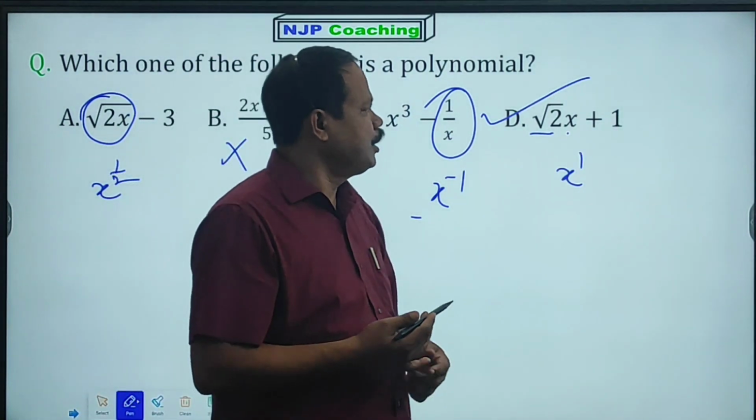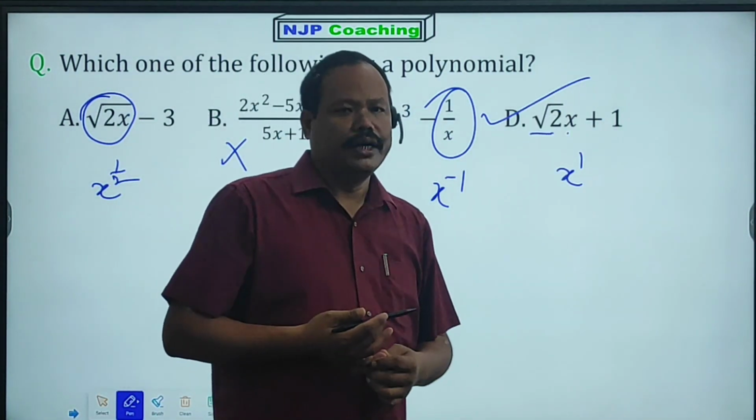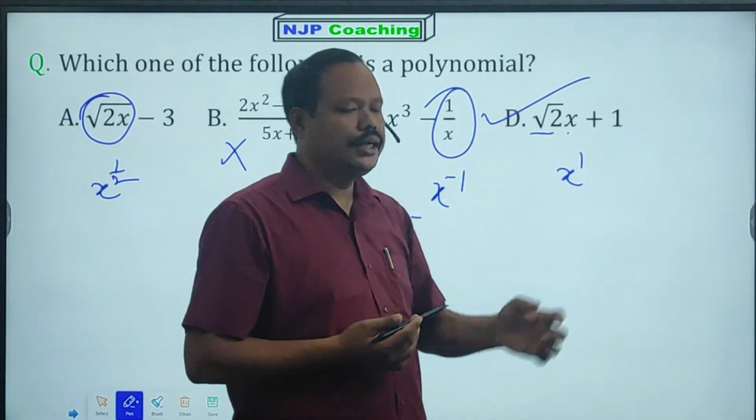And the last option D, x to the power 1. The power of the variable is 1, which is a whole number.